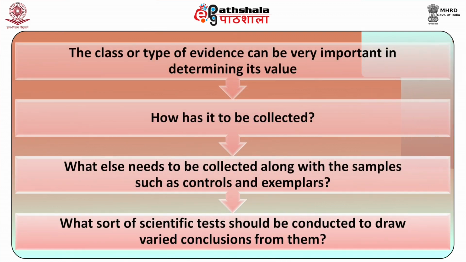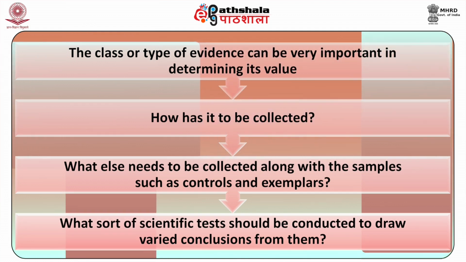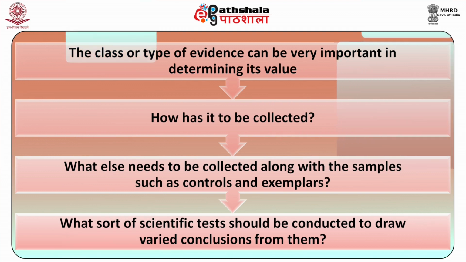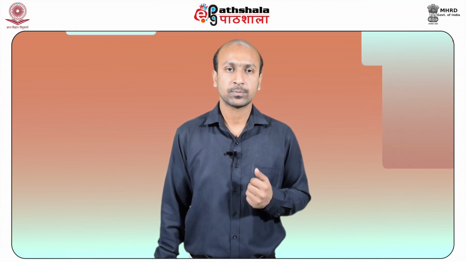The class or type of evidence can be very important in determining its value. How has it been collected? What else needs to be collected along with the samples, such as controls and exemplars? And the most important is what sort of scientific tests should be conducted to draw various conclusions from them. Legal distinctions among different types of evidence help to determine their admissibility in the court of law. These schemes apply to all evidence, not only scientific or technical evidences.